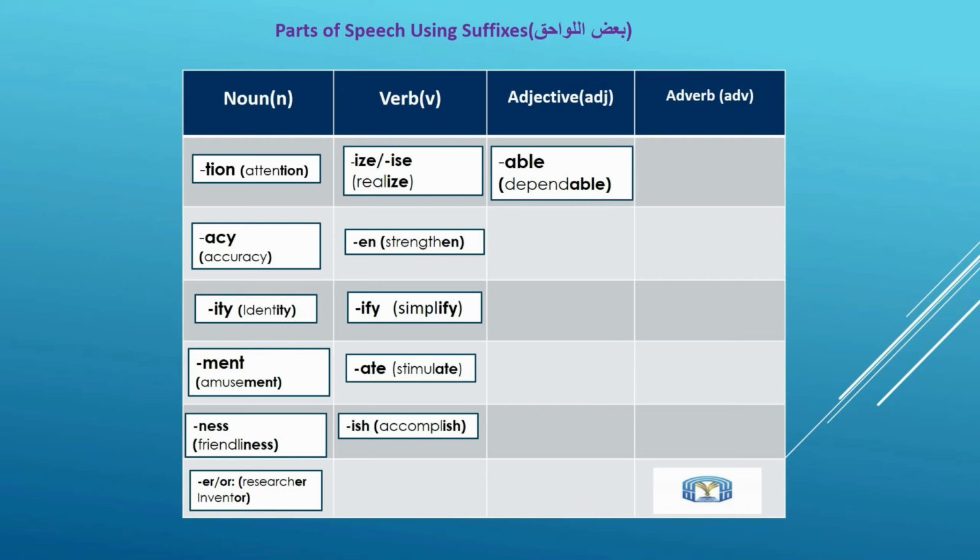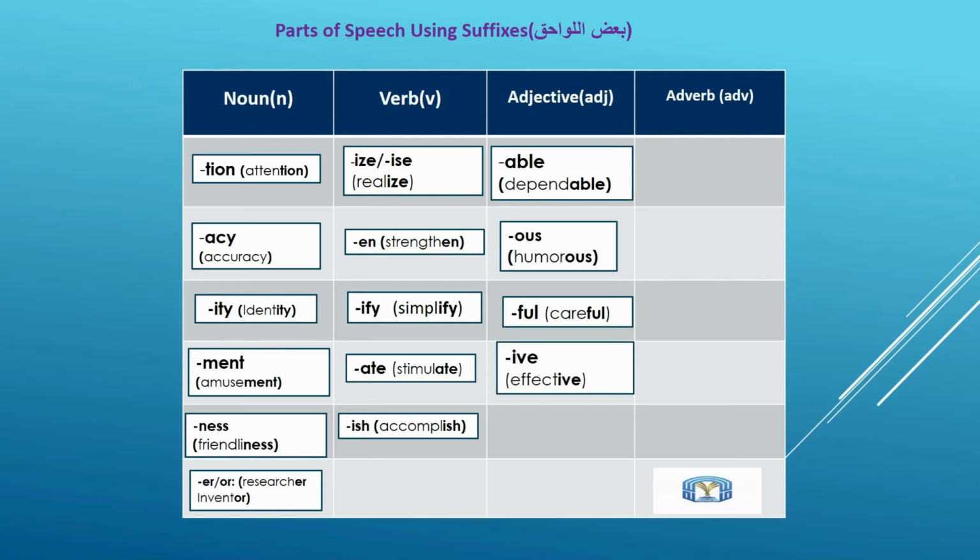For adjectives, we have -able, dependable; -ous, humorous; -ful, careful; -ive, effective; -al, traditional; and -ic, terrific. These suffixes allow us to know that the word is an adjective. هذه اللواحق تساعدنا لمعرفة أن هذه صفات.